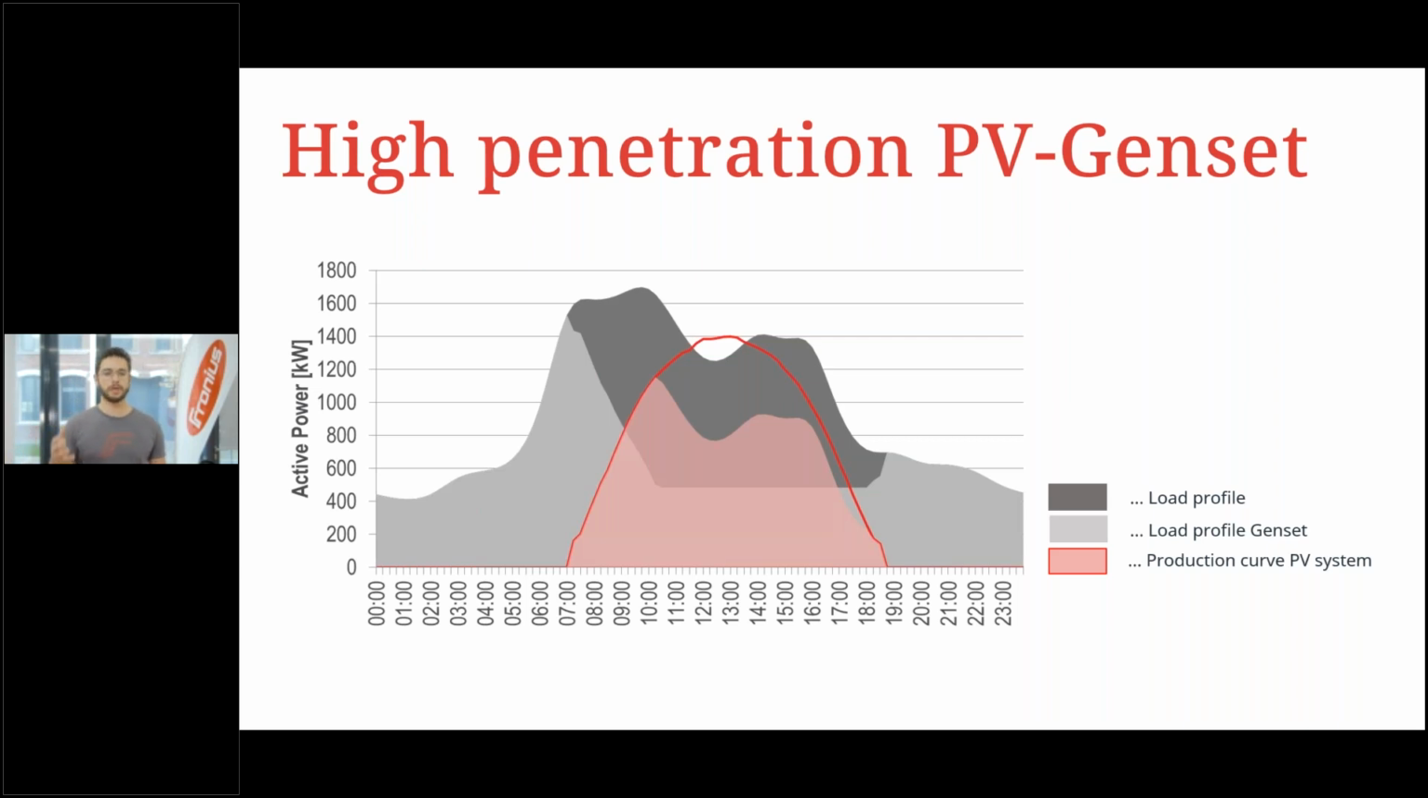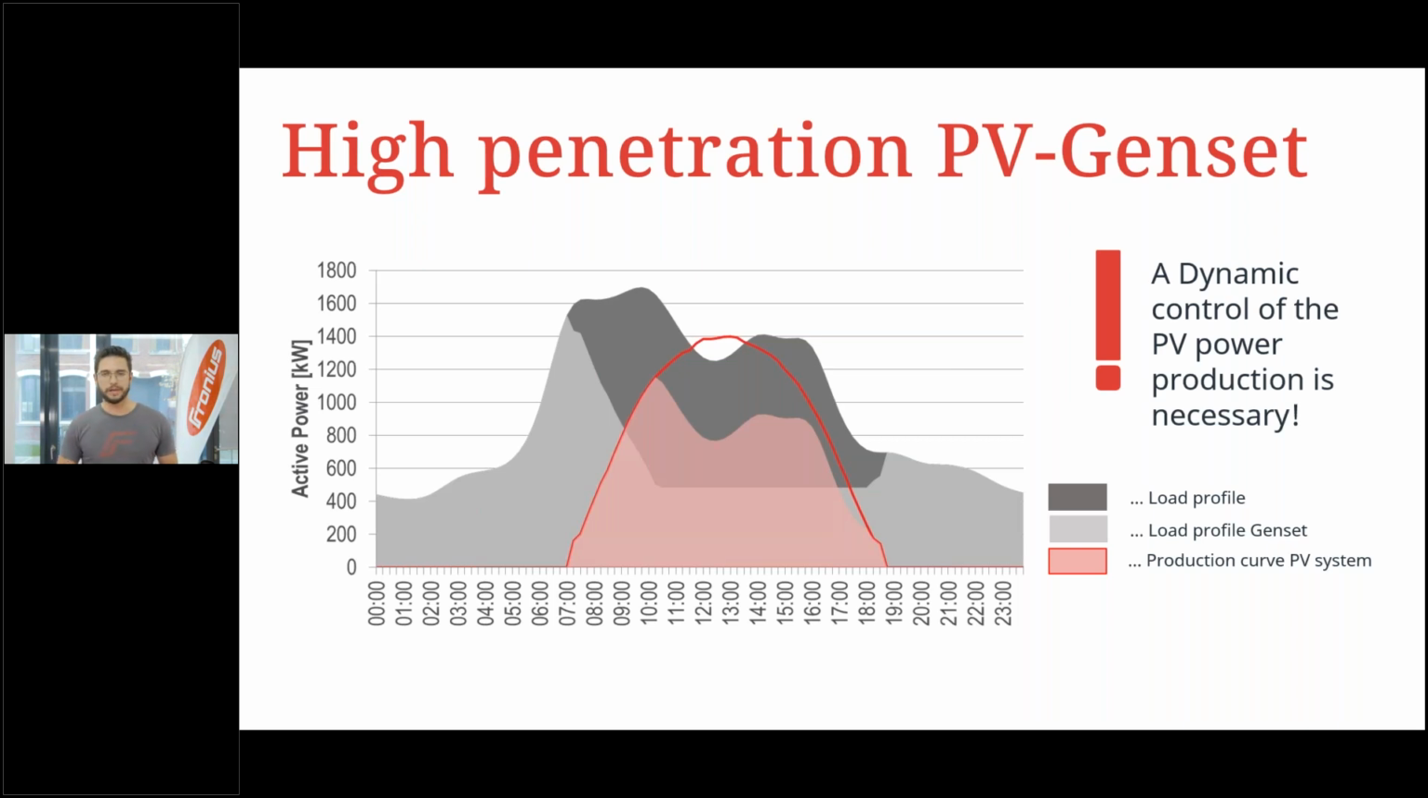And in order to do that, we have then a controlling mechanism. For example, with ELUM, this is possible to do that. So we regulate down the PV system so that the generator is always working on its best efficiency level. So this would be a high penetrating PV-Genset solution. Again, we have here the big exclamation mark on the right-hand side telling us, okay, we need in any case of a high penetrating system, a dynamic control of the whole system.